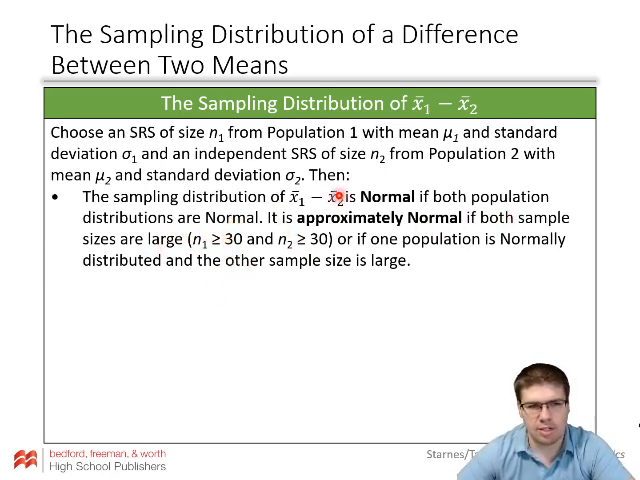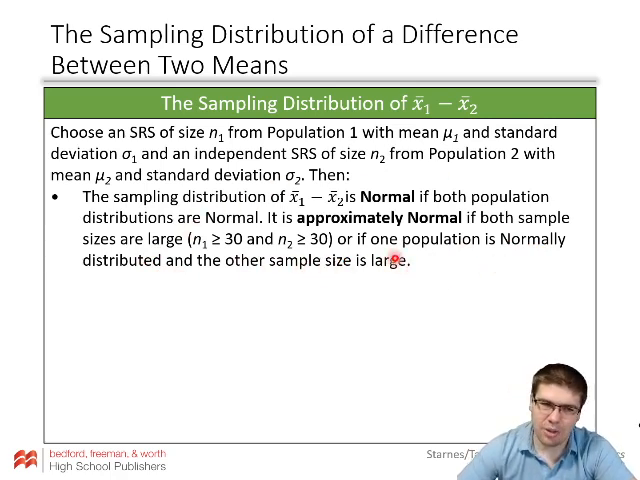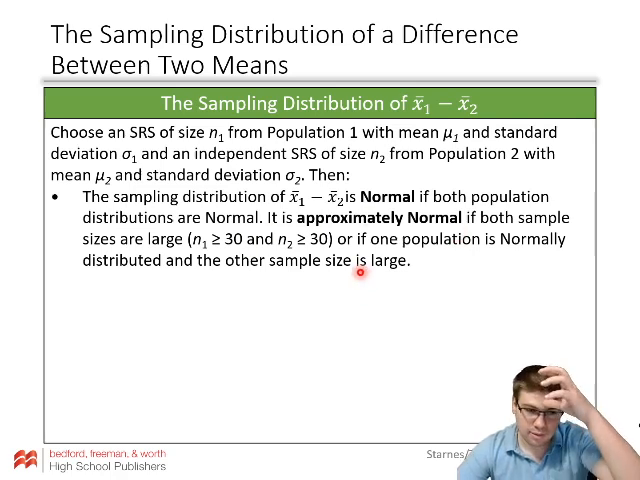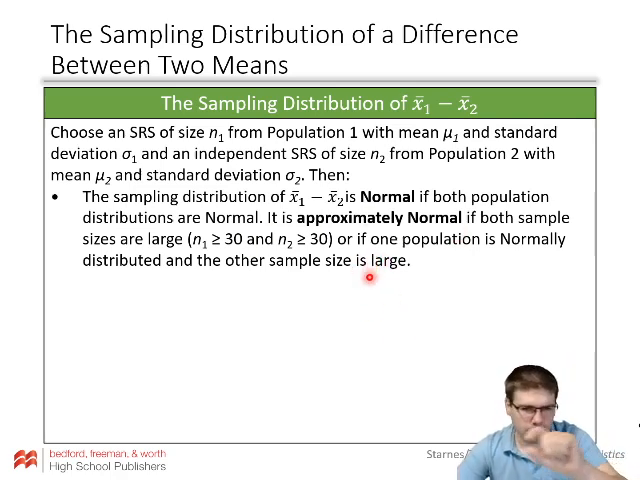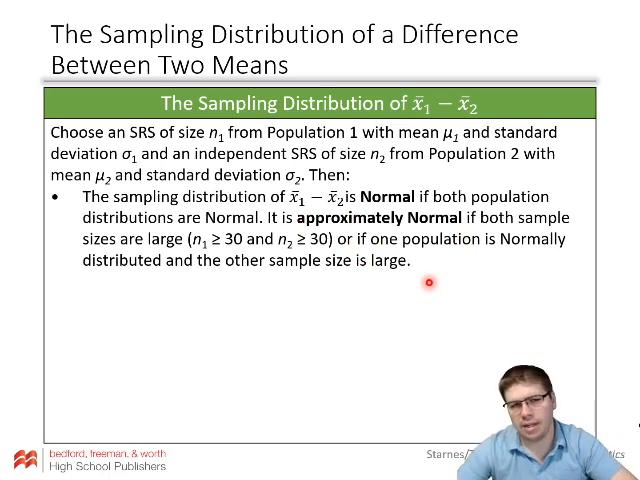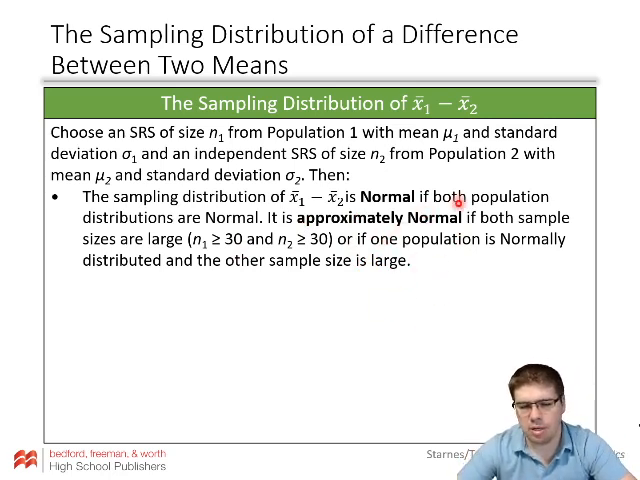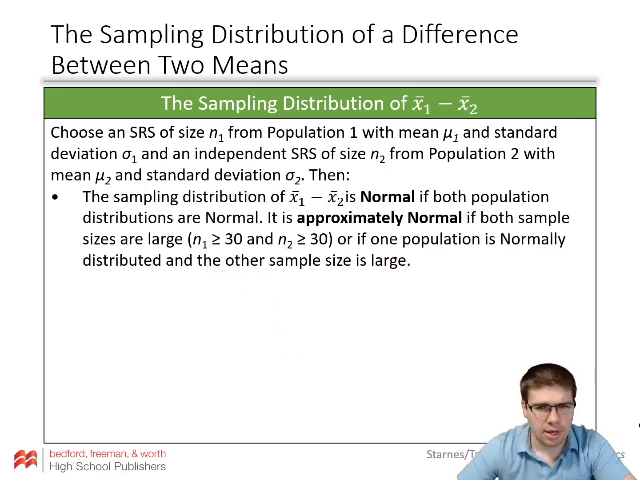Both sample sizes need to be at least 30 for the central limit theorem, or if one population is normally distributed and the other sample size is large. The other thing they're not really mentioning here is that you can also check the graphs and make the assumption, like we did before, where we'd make a box and whisker plot or a dot plot and say, yeah, it seems like the population might be close to normal, and so we're good. So same conditions, just you have to do it for both samples.